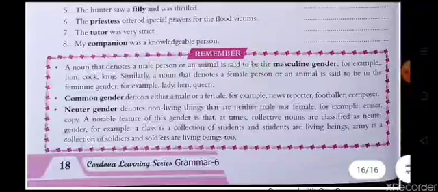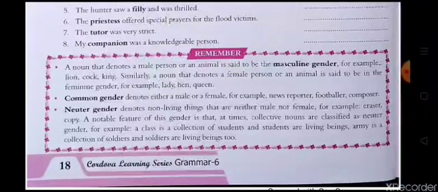Things to remember: a noun that denotes a male person or an animal is said to be the masculine gender. For example, lion, cock, king. Similarly, a noun that denotes a female person or an animal is said to be in the feminine gender. For example, lady, hen, queen. Common gender denotes either a male or a female. For example, news reporter, footballer, composer.